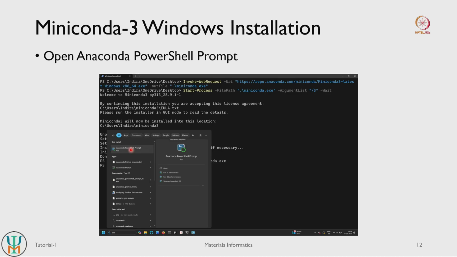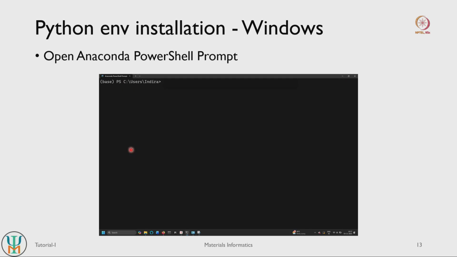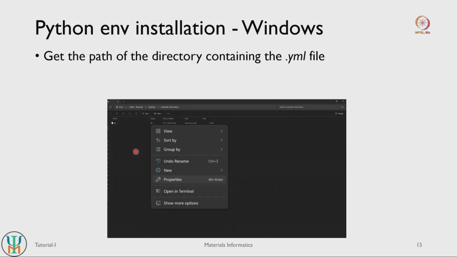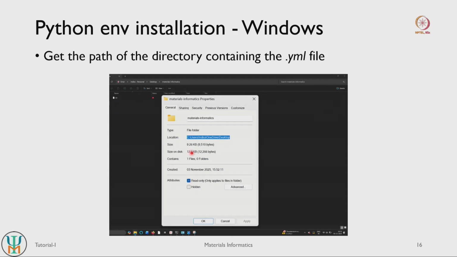Next we want to go inside this Anaconda PowerShell prompt. This is our Anaconda PowerShell prompt open, and now we want to navigate to the directory where we have the environment file. If you are unsure how to navigate using PowerShell, you can create a new directory dedicated to the course, download the .yml file provided in the course material, and put it in your working directory. Then you can right click on this directory and click on properties, and here you will find the exact location of the directory.